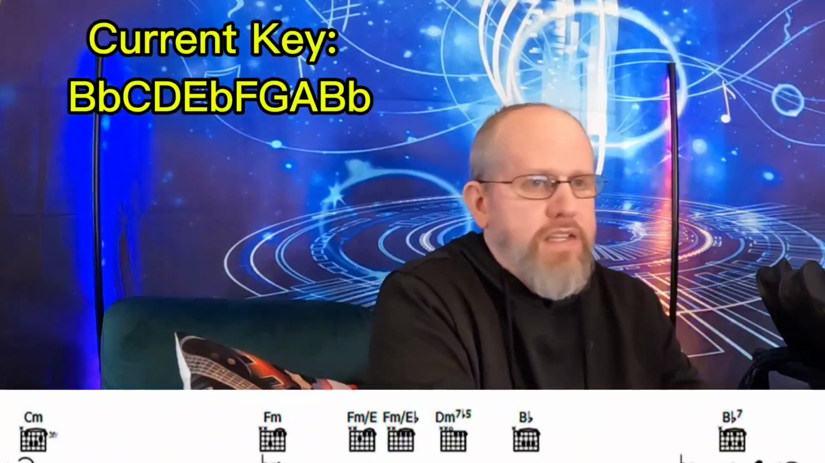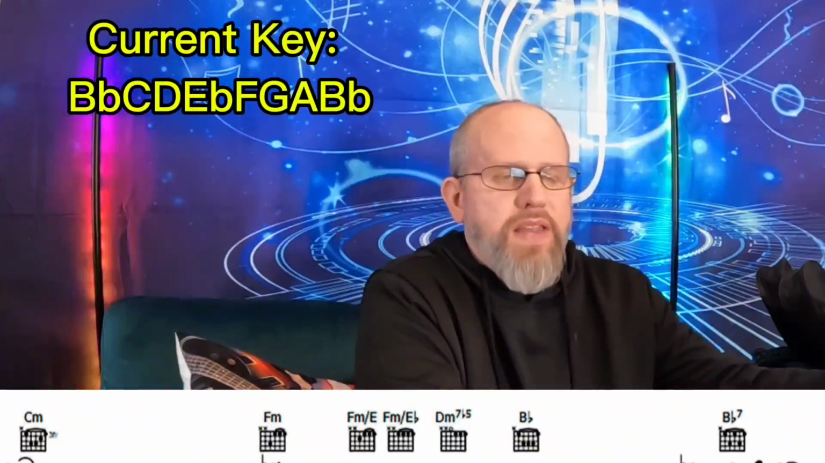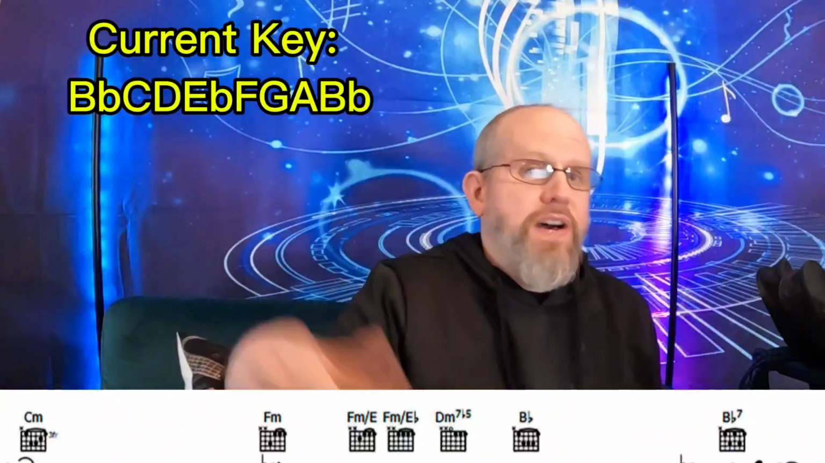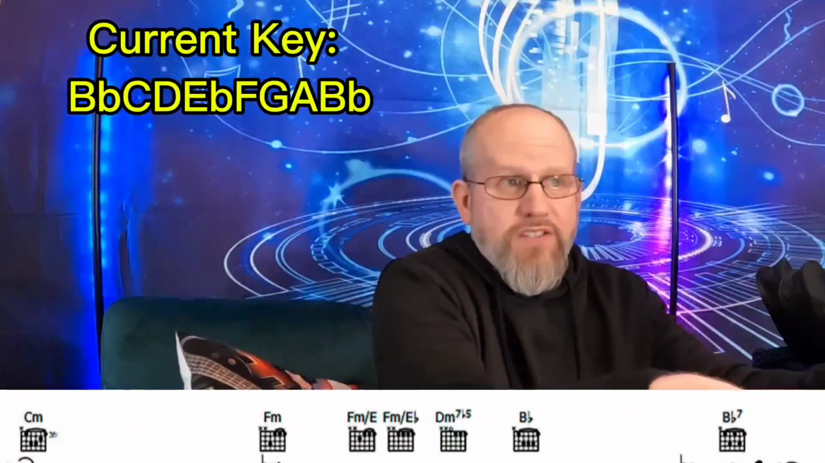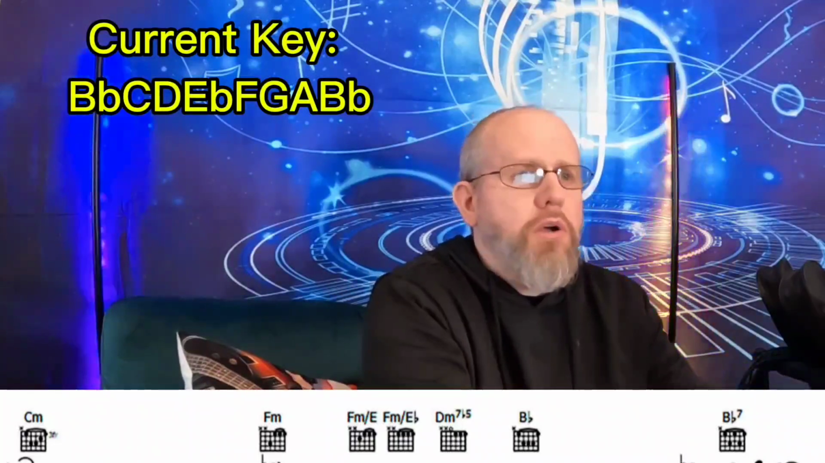After that D minor 7 flat 5, we're right back to B flat. Then we're going to throw in a B flat 7. So we go from B flat being the 1 to now B flat being the 5, but it's not the 5 of itself, it's the 5 of E flat, which is the next chord. Carry on, carry on. You can't sing, but you get the idea.